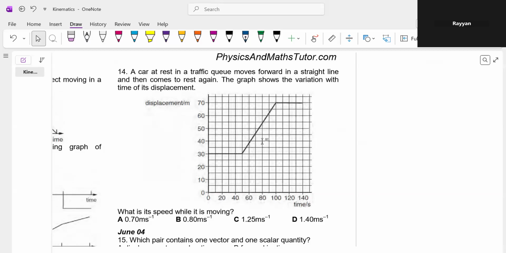By the gradient or by the area? By the gradient. So what will be the answer? They're asking for when it's moving. You have to do 70 minus 30 over... Okay, I'll do it. Yes, solve it.